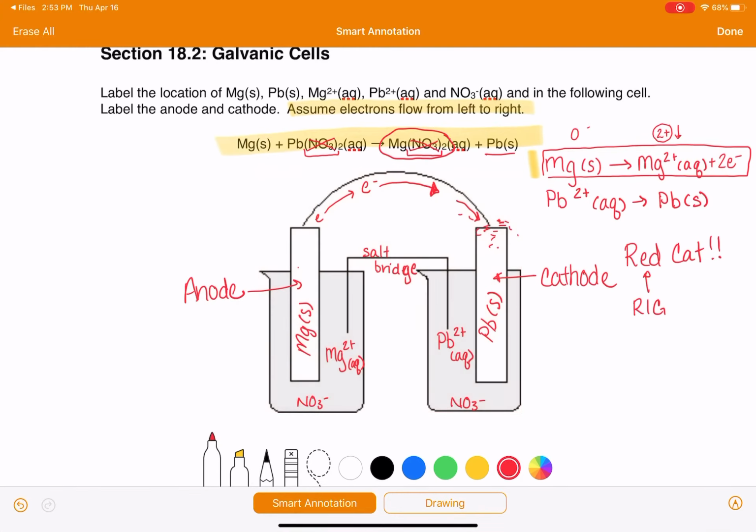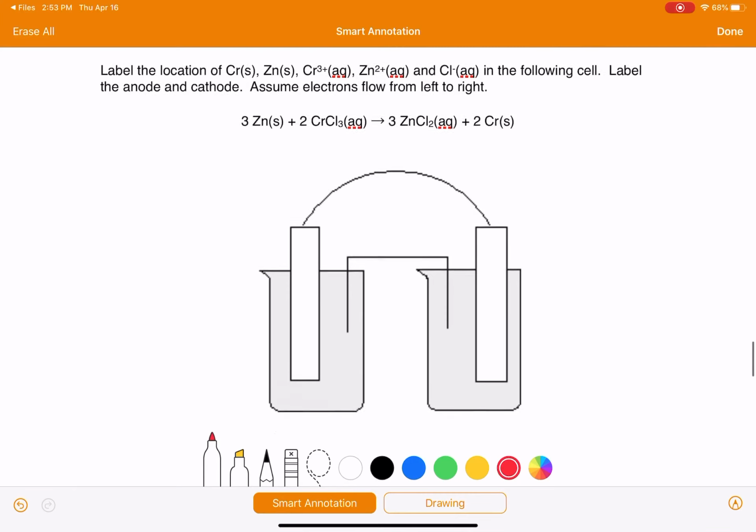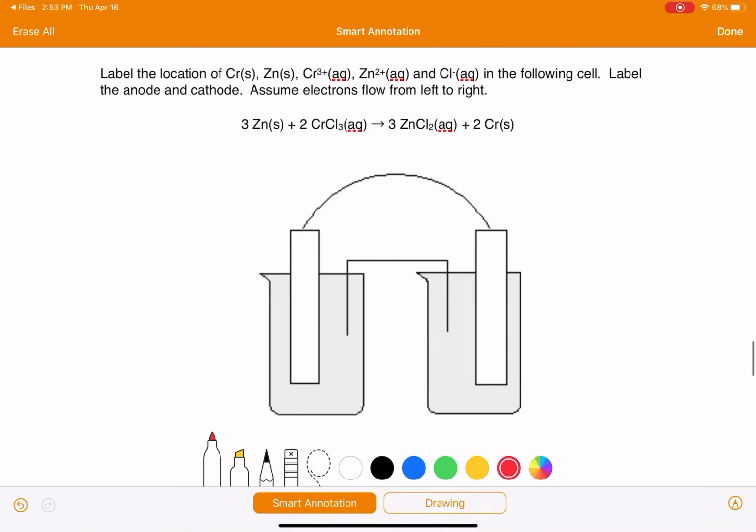Let's practice one more. Here's our next reaction. So we have zinc solid, and we have chromium chloride, CrCl3, aqueous. And what can we ignore? We've got the chlorines and the chlorines. Nothing's happening with the chlorines, so let's ignore the chlorines. They're just staying Cl- the whole way through.